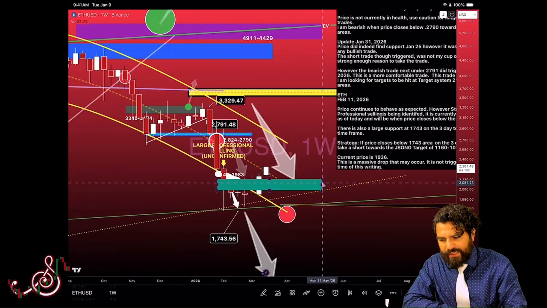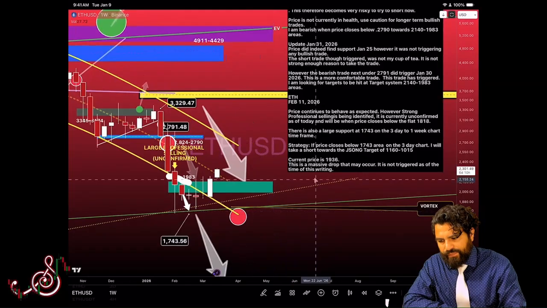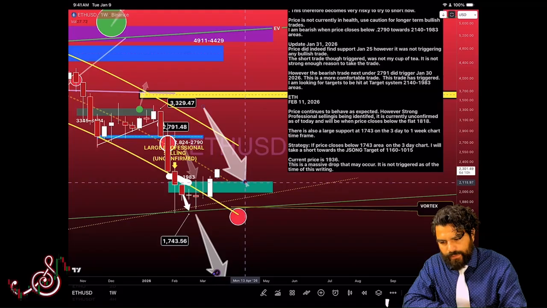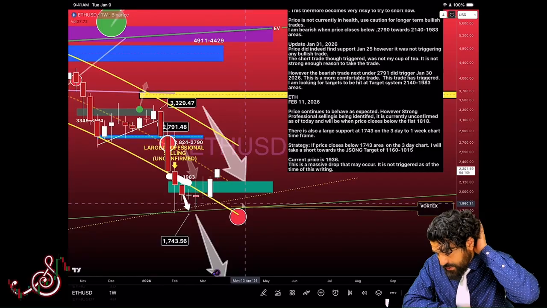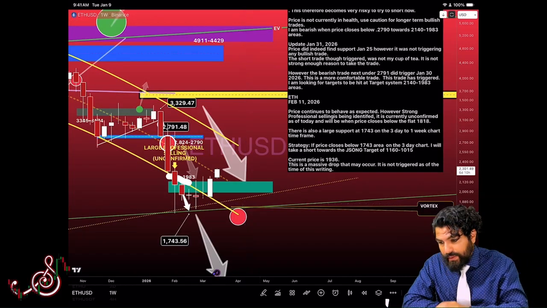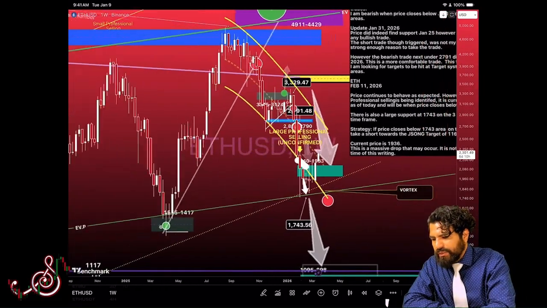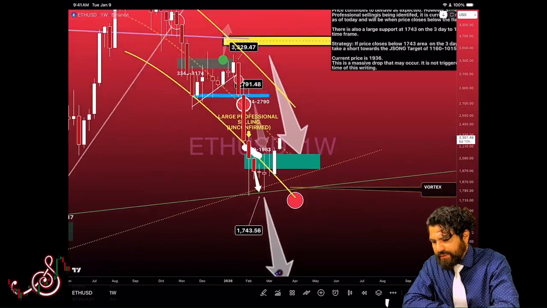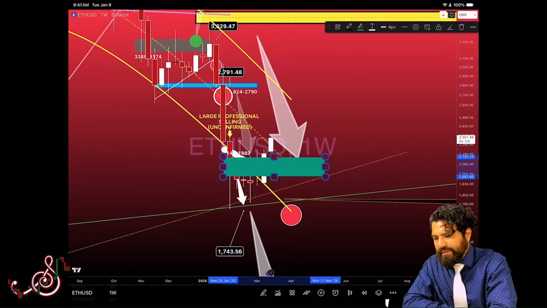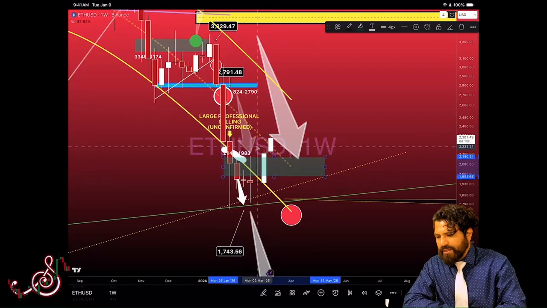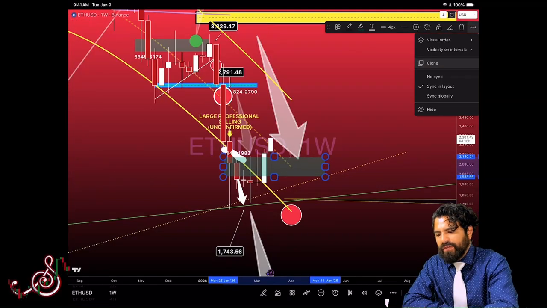The flat is actually a target, it should be, right? 1818. Oh, that's here. Professional selling identified. It will be confirmed when price closes below 1818. Okay. So 1818, that's not this area. That's down here. This was a target and it's already done. So price is bouncing in this target area, but I am going to draw a flat at 1818.